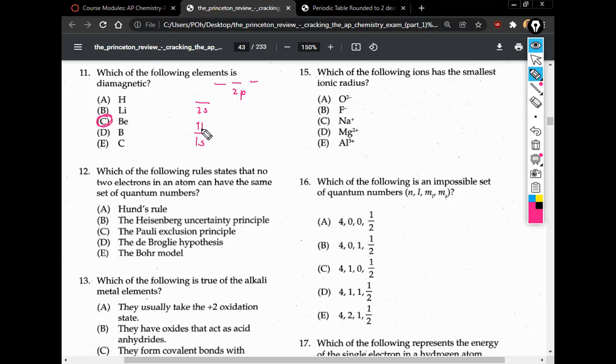Okay, now beryllium's electron configuration looks like this. We have 2 complete orbitals in the 1s and the 2s subshells, right? 1s and 2s are complete. That's what diamagnetic means. Diamagnetic basically means that the subshells have to be complete. If you look at Hund's rule, if you guys go back to the reading, Hund's rule is going to allow you to figure that out.